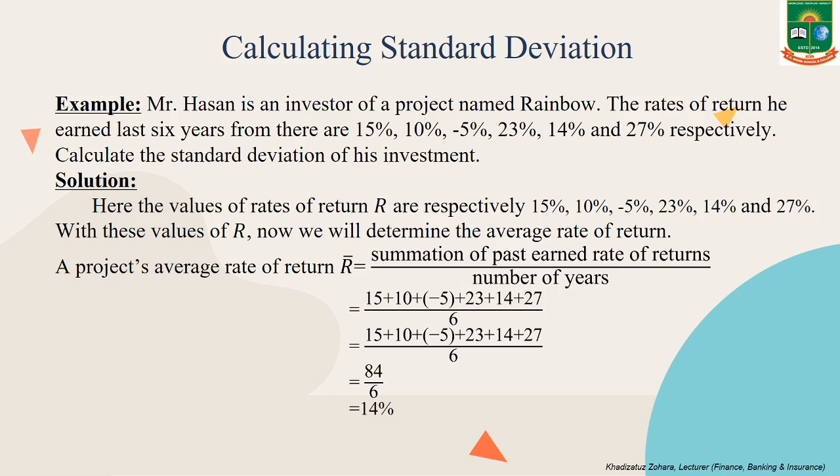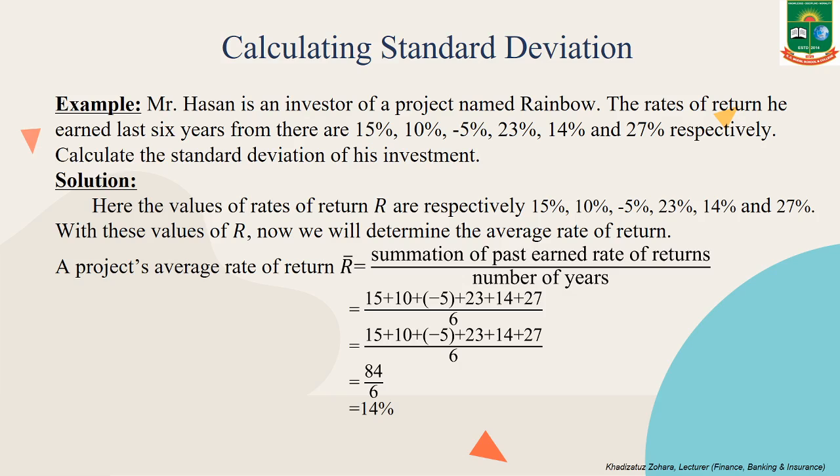Now we will see an example so that we can easily calculate standard deviation, and practice of standard deviation can be easy through this example. Mr. Hassan is an investor of a project named Rainbow. The rates of return he earned last 6 years from there are 15%, 10%, minus 5%, 23%, 14%, and 27% respectively. Calculate the standard deviation of his investment.